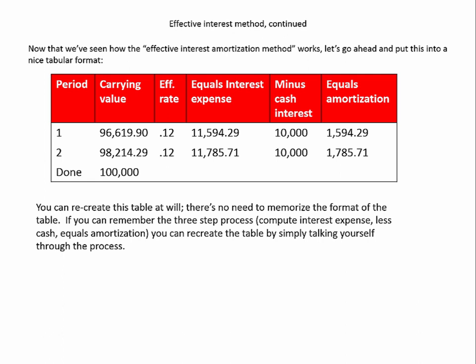A second way we can think of this is look at the algebraic signs, the plus and minus on the amortization number. Interest expense was $11,594.29. Minus $10,000 leaves you with a positive $1,594.29, which means we'll add that $1,594.29 to the previous carrying value. As we'll see in the next slideshow, if these bonds are issued at a premium, the amortization would have a negative sign in front of it, indicating that we should be subtracting the amortization from our carrying value.